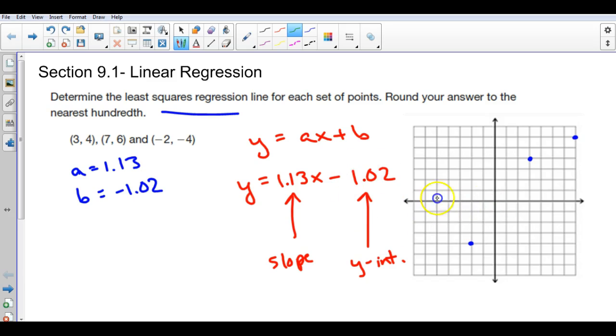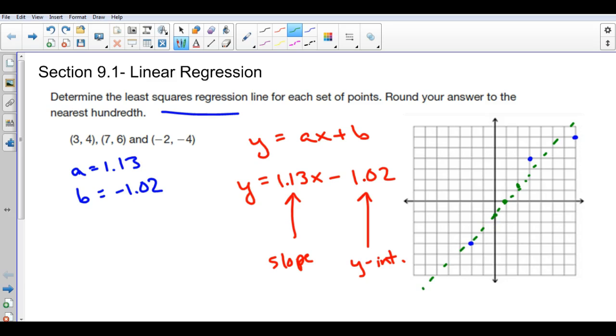And I'm going to switch color here, so my y-intercept would be -1.02. So the function is going to cross here somewhere, and it has a slope of just over 1. So a little bit more than 1 and over 1. If I were to actually draw in this trend line, it's going to look something like this.